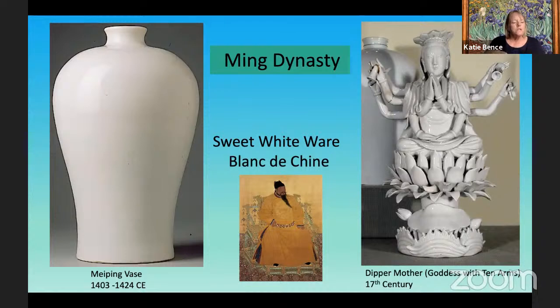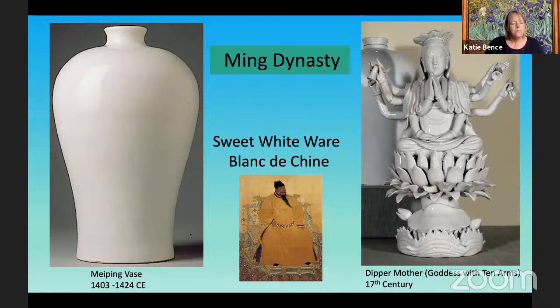And originating during the Ming dynasty under the Yongle reign, this guy right here is Mr. Yongle. In Jingdezhen, sweet white ware resembling white jade, and remember Ray said that white jade was the most prized, was created due to the minute fragments of quartz and mica found in their clay-bodied source.